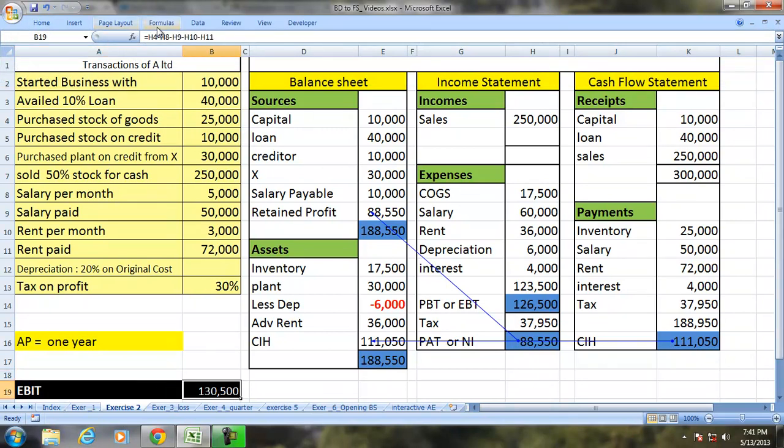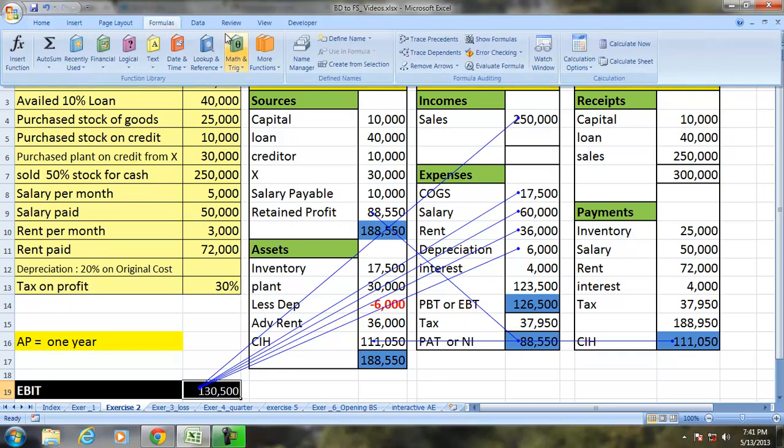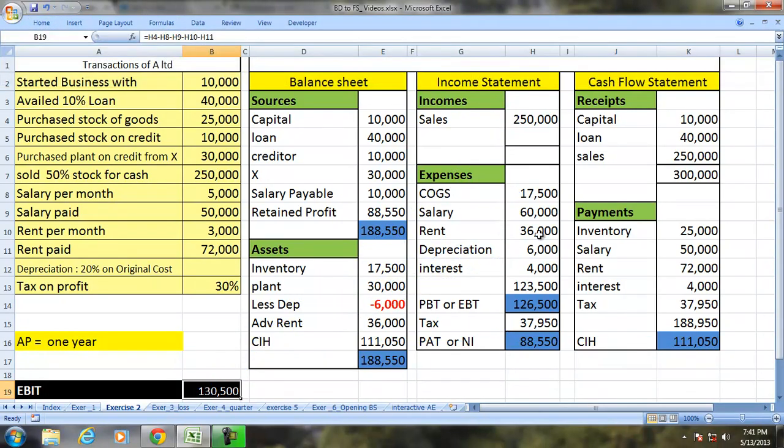The earning before interest and tax is equal to sales minus COGS minus salary minus rent minus depreciation is EBIT, which is a popular performance indicator of an organization.